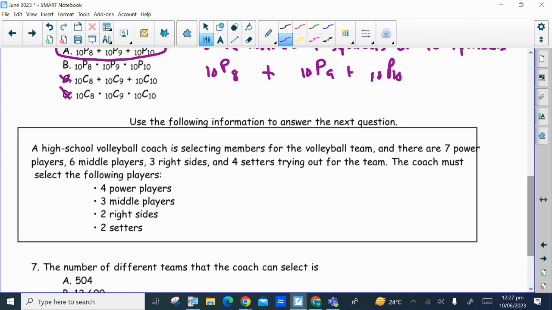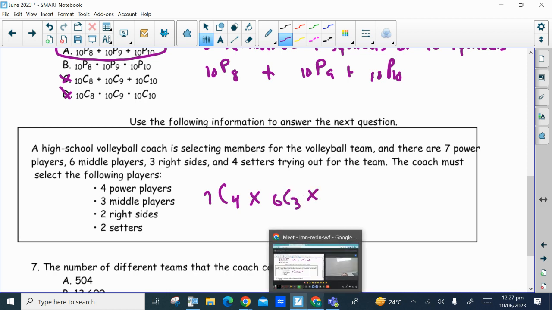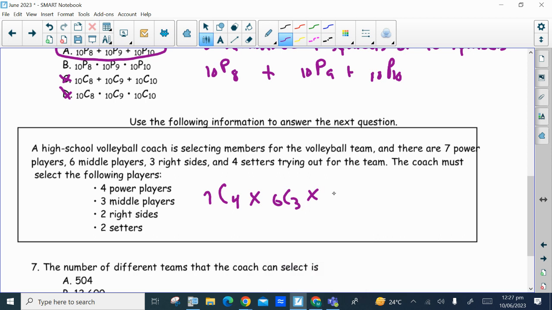We're going through this package right here at the front. So there are 7 power players. 4 need to be selected. So that'll be 7C4. And so now we're going to use times. There are 6 middle players and 3 need to be selected. So that'll be 6C3. And, again, that means times. There are 3 right side and 2 need to be selected. And there are 4 setters and, again, 2 need to be selected.